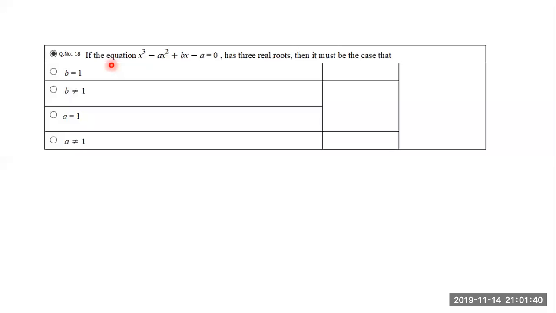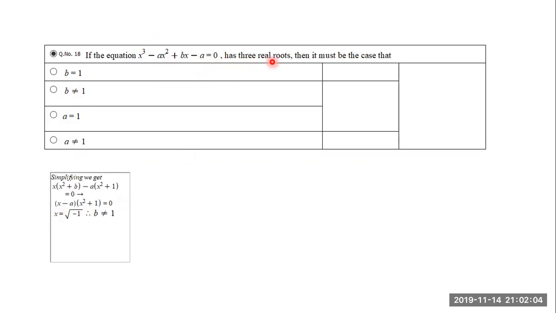Yes. My mistake. Now, if the equation x cube minus ax squared plus bx minus a is equal to 0 has 3 real roots. What do you mean by 3 real roots? Then it must be the case that all the roots are positive. That is what we are saying. We will see that. How to do this?